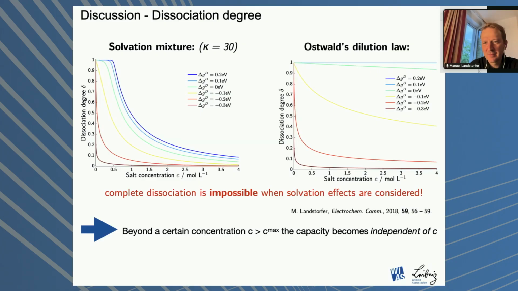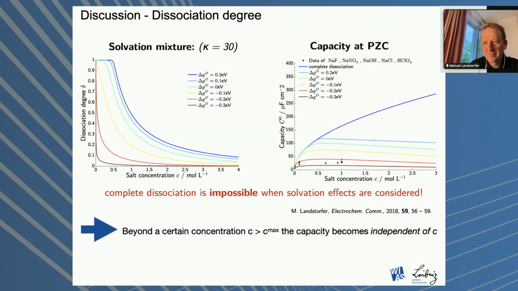So beyond a certain concentration, and now this loops back towards the differential capacity, you can see that the capacity becomes independent of C, and you can actually compute this. Here on the top right, you see the capacity at the potential of zero charge with respect to salt concentration, and this really saturates beyond a certain salt concentration.